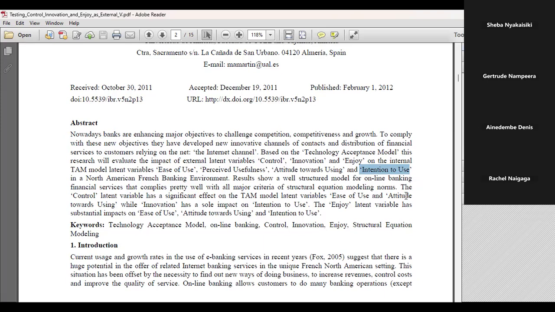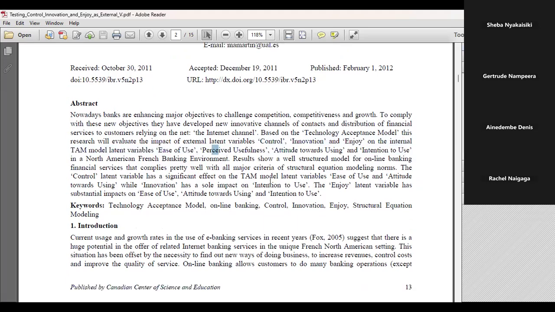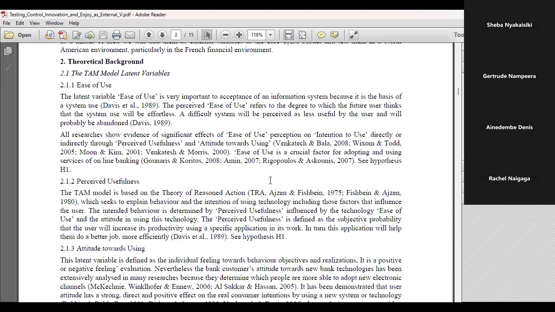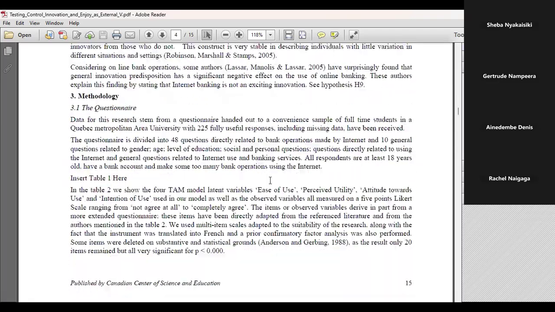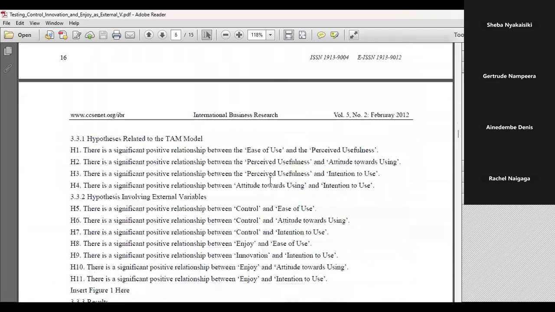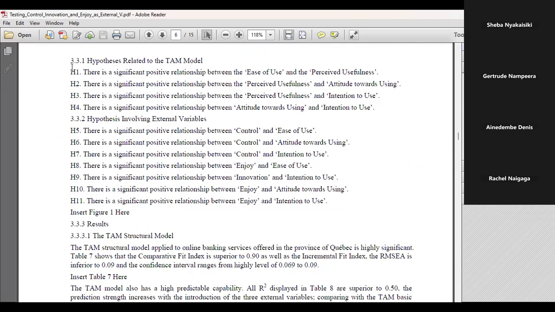So, one, you want to understand groups. Two, we are looking at relationships between these variables: control, innovation, and perceived usefulness. Then the research is really pointing to quantitative research. I just want to show you samples of the research hypotheses they formulated. They formulated a total of 11 hypotheses. The first one was, there's a significant positive relationship between ease of use and perceived usefulness. That was the first hypothesis they were going to test.